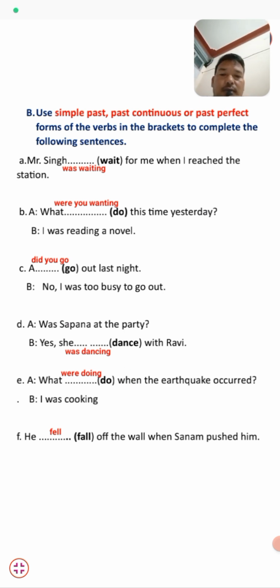And E number, do is the verb, when the earthquake occurred. Then, what were you doing when the earthquake occurred? And F number, fall is the verb. He fell. Fell is the second form of the verb fall, when Sapna pushed him.